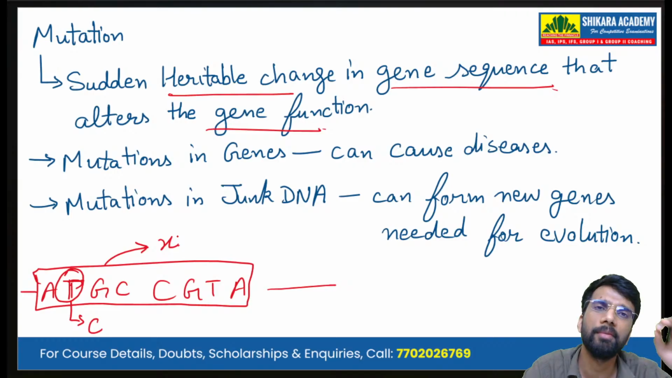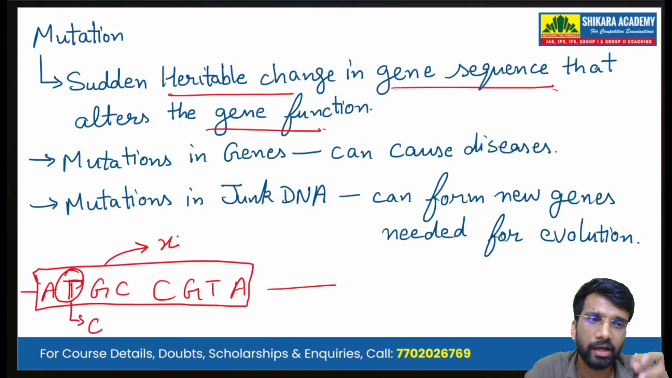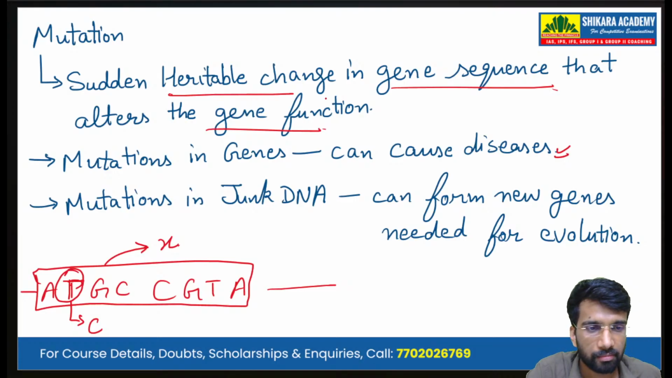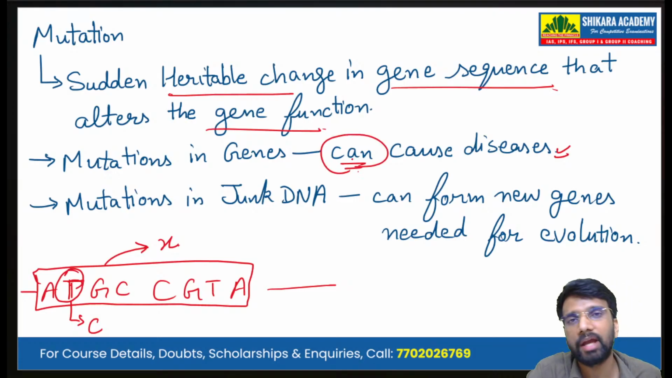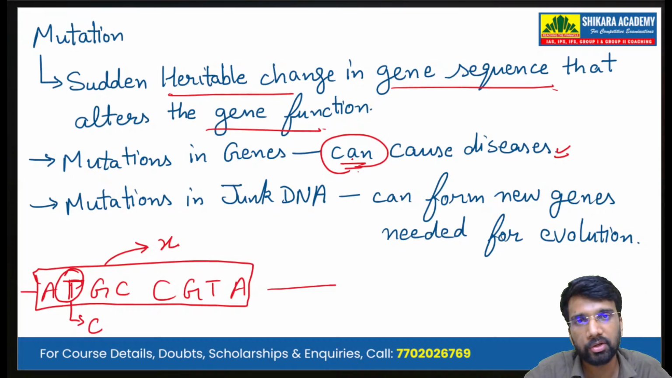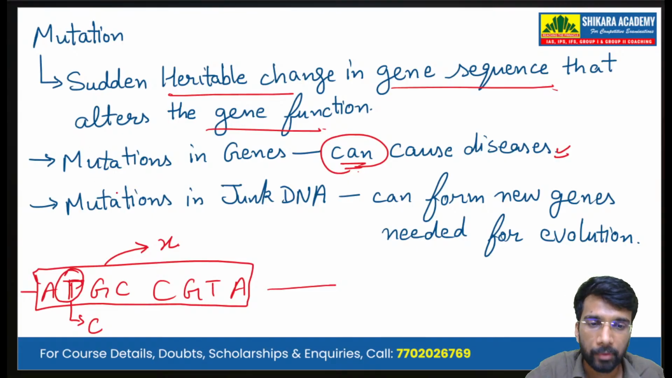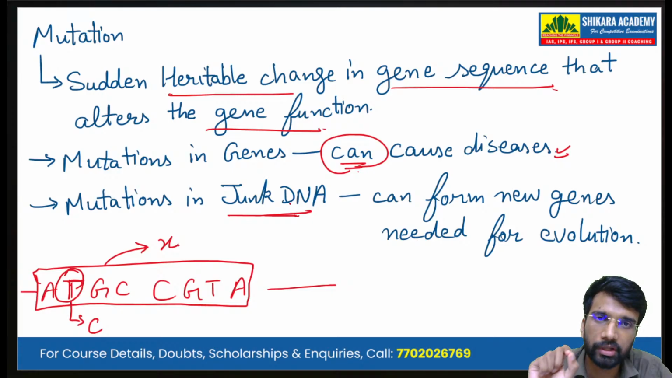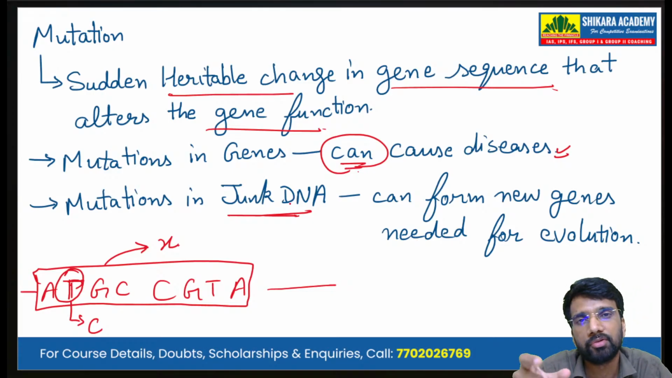So we can say that mutations in genes can lead to diseases. Please make sure that it is written 'can'. It is not sure that it will 100% make you sick or 100% cause the disease. Now, mutations in the junk DNA. Mutations can happen both in genes as well as in junk DNA. Gene is the functional part of the DNA and junk DNA is the non-functional part of DNA.